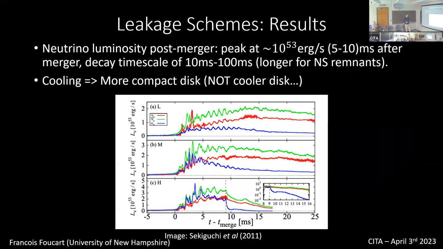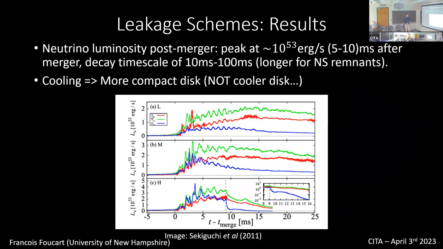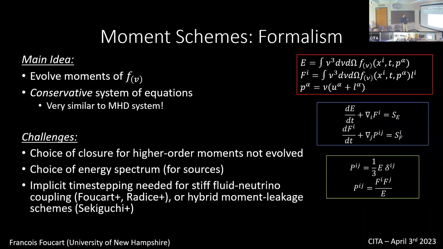Okay. Anything I missed there? So basically what you are missing in this simple method without the reabsorption is the evolution of the electron fraction in the outflows, which is important for kilonovae. What you get on the other hand from these simulations is a good idea of the typical luminosity of neutrinos in this system, which is 10^52 to 10^54 ergs per second, and the time scale over which the system evolves, which is maybe 100 milliseconds or so. And that's kind of what we got from the leakage simulations.